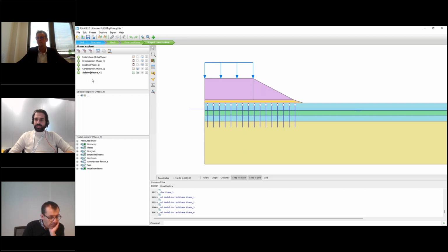Yeah, Richard, I noticed we have a frequent question, which is: if you model the rigid inclusion as embedded beams, what is the best way to input the skin friction? Well, to input the skin friction, that's a difficult exercise.